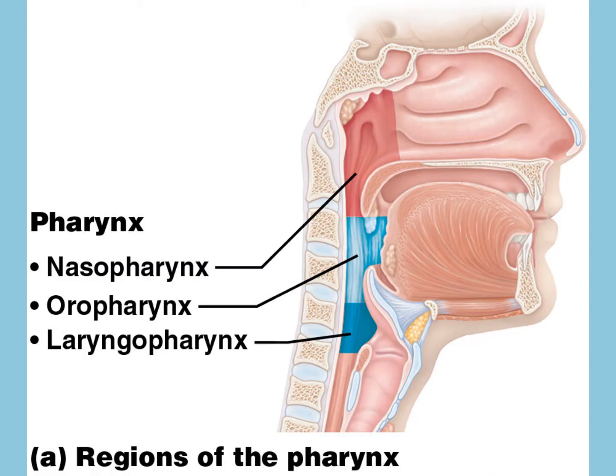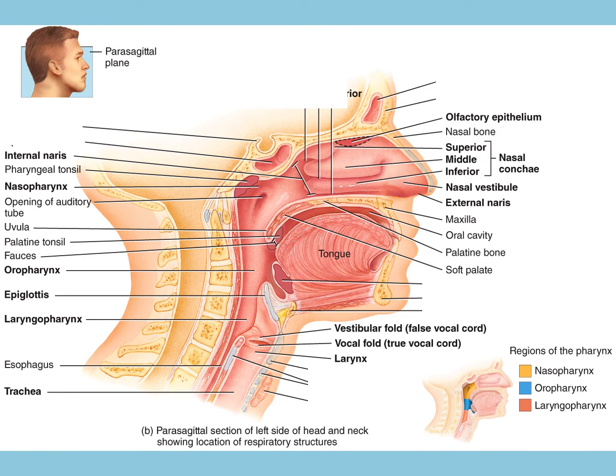Here you can see the pharynx divided into its 3 regions. The superior nasopharynx, closest to the nasal cavity, the oropharynx closest to the oral cavity, and the laryngopharynx closest to the larynx. This diagram shows various details of the upper respiratory tract through a parasagittal section of the left side of the head and neck.